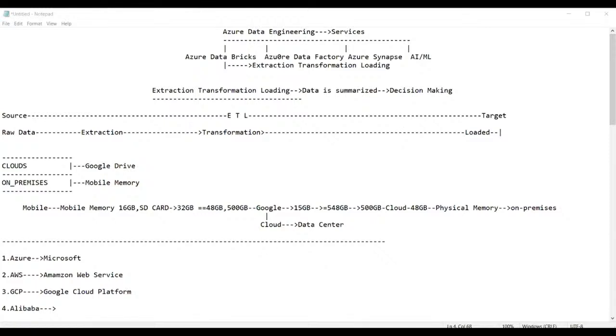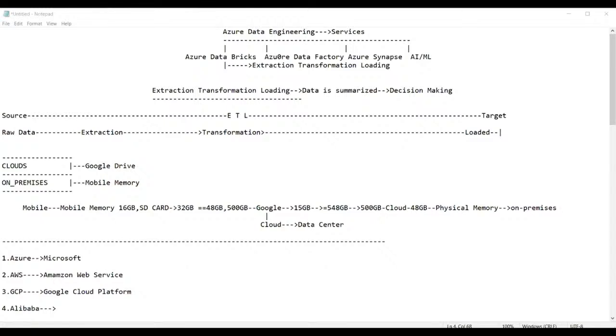Sir, are you explaining the deployment process? Yes, of course, we will see the deployment process. This is all a technical subject. So for both ADF and ADB, deployment process is required, and after that, finally, classes are over. Yes, yes, sir.